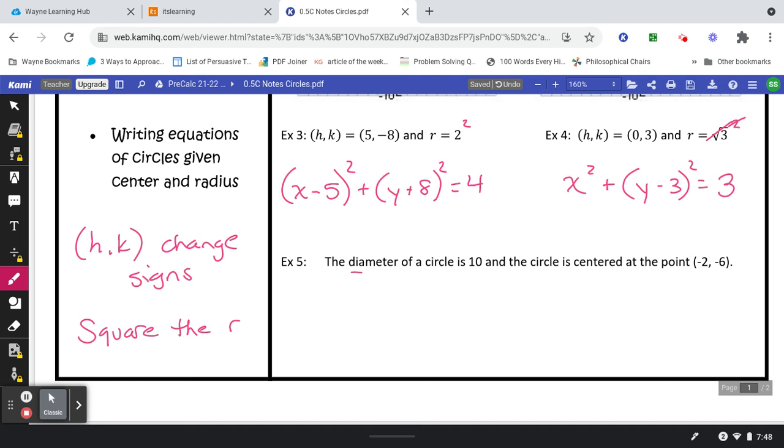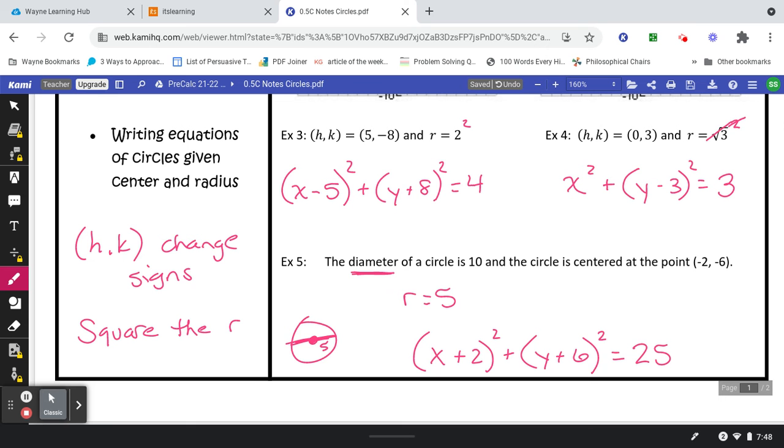Example number 5, they tell us the diameter of a circle. We don't really want the diameter, we want the radius. So if the diameter, which is the entire thing all the way through, is 10, we want to know just halfway, which that would of course have to be 5. You've got your point over there at the end, so we'll do x plus 2, switching the sign, y plus 6, and then we'll square the 5 to get 25.